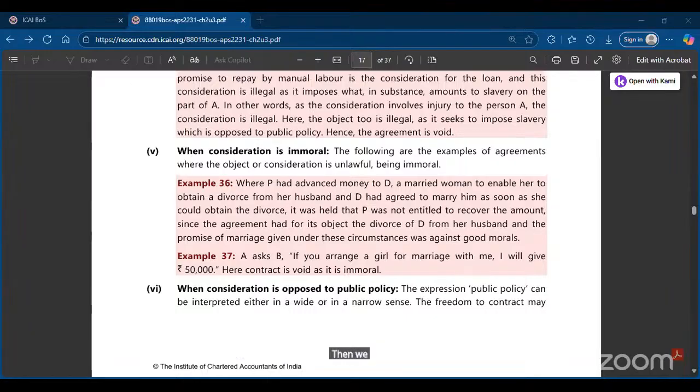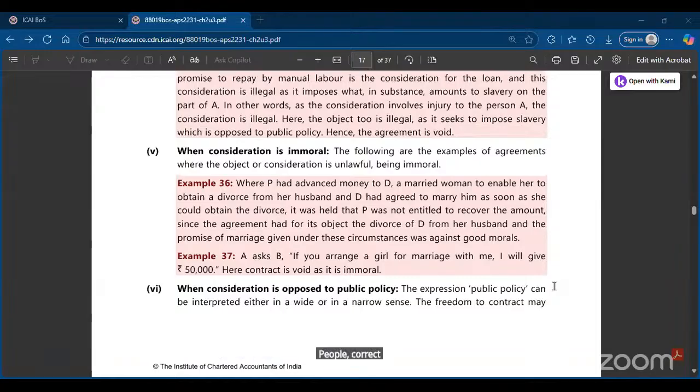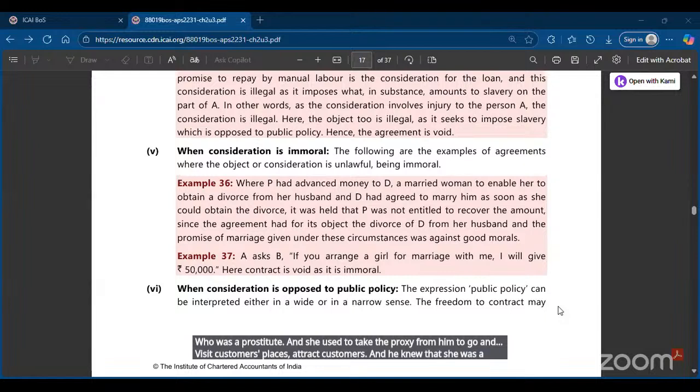Then we'll come back. The case which I'll do is called Pearce versus Brooks. Now, this Pearce ran a taxi business. He had his own 15, 20 taxis, which he used to give on rent to people. And there was one lady, Mrs. Brooks, who was a prostitute. She used to take the taxi from him to go and visit customers' places and attract customers. And he knew that she was a prostitute.